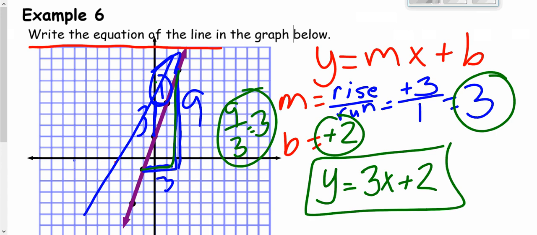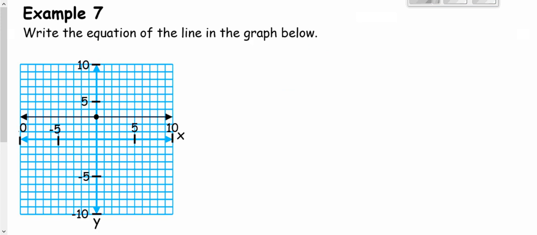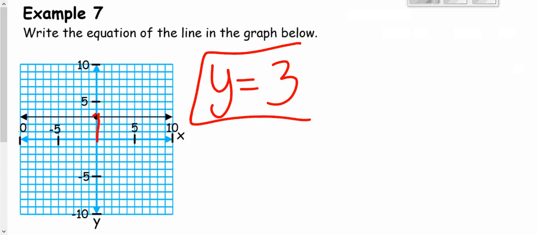So let's go back to talking about our special cases. Here I have a horizontal line. Will this be an x equals or y equals equation? This is touching the y-axis right here, and so this is a y equals equation, which means I just want to pick the y-intercept. What is the y-intercept? Well, it's up 1, 2, 3, so it's going to be y equals 3.